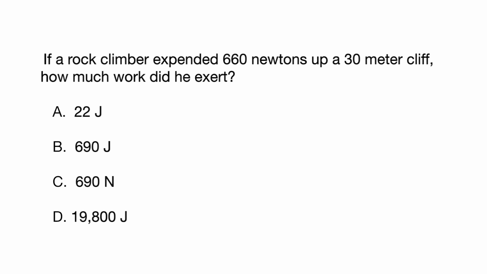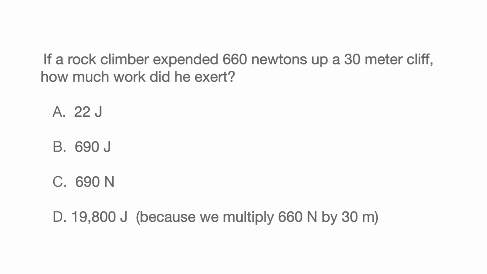If a rock climber expends 660 newtons up a 30-meter cliff, how much work did he exert? The answer is D, 19,800 joules, because we multiply 660 newtons by 30 meters.